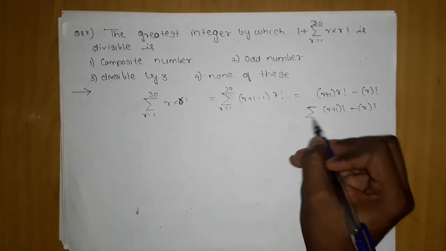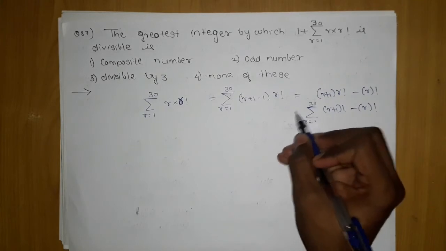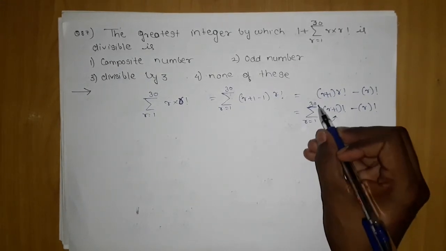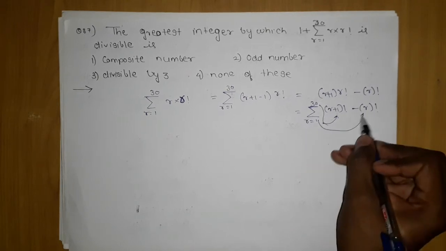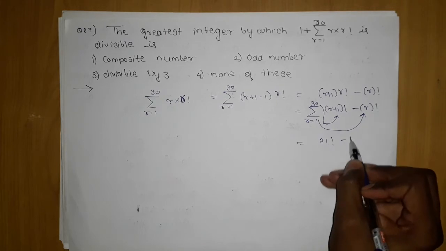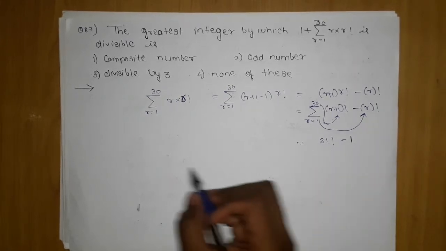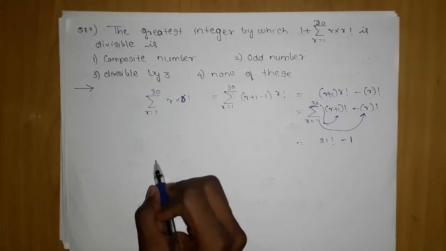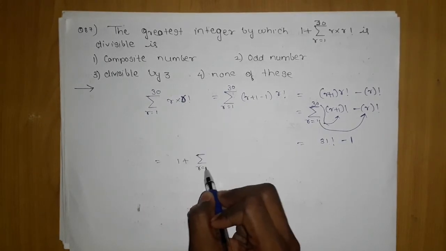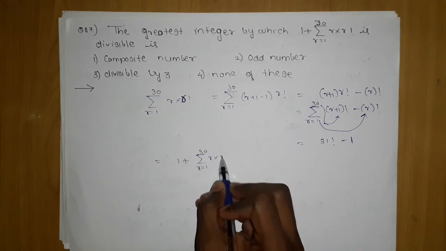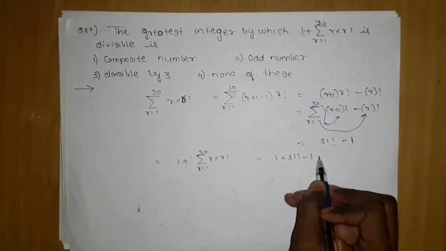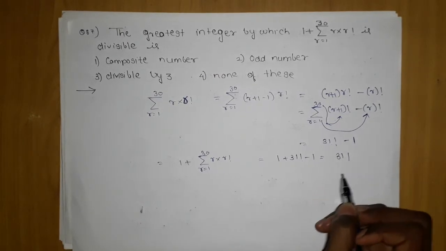Now since the summation is there, r equals 1 to 30, it is very clear that 30 will go here and 1 will go here. So our answer will be 31 factorial minus 1 factorial, which is 1 only. Now the value they are asking is 1 plus the summation r equals 1 to 30 of r into r factorial. So it will become 1 plus 31 factorial minus 1, which is nothing but 31 factorial.